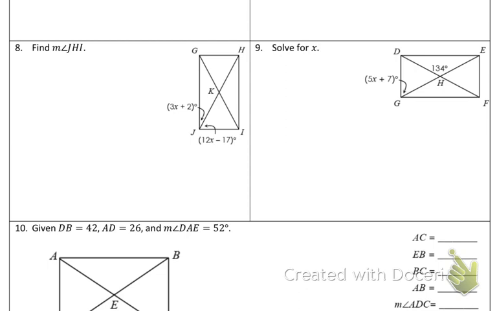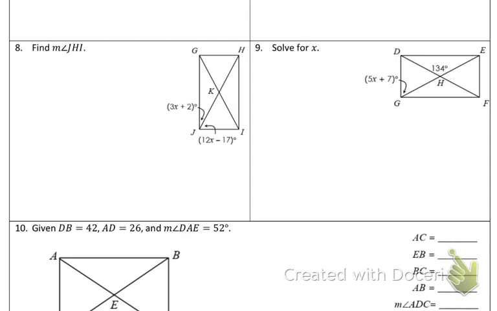All right, guys, I need you to focus. Number 9. Number 9 gives me 5x plus 7 equals that angle. And it also gives me 134 degrees up there. How does that 134 help me with the 5x plus 7? Or what could we do?